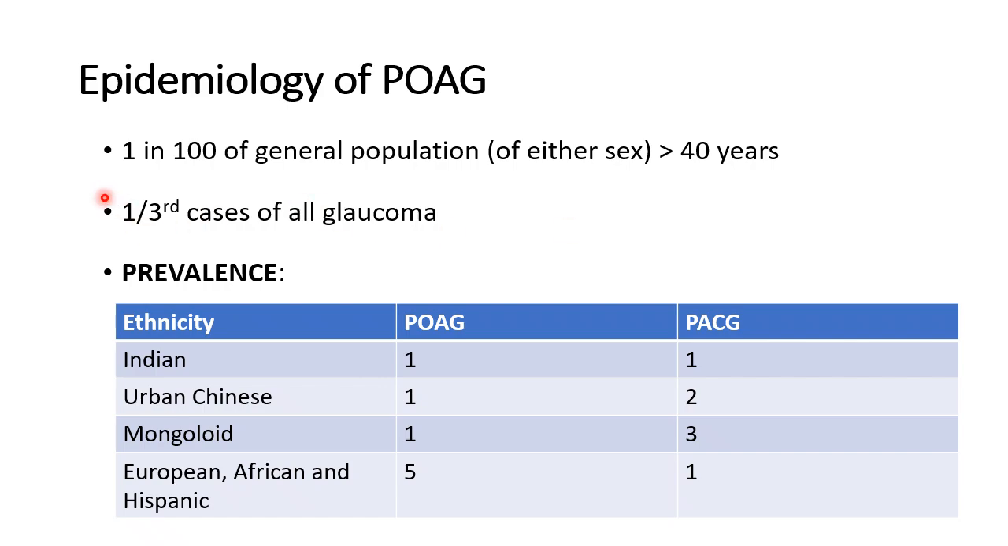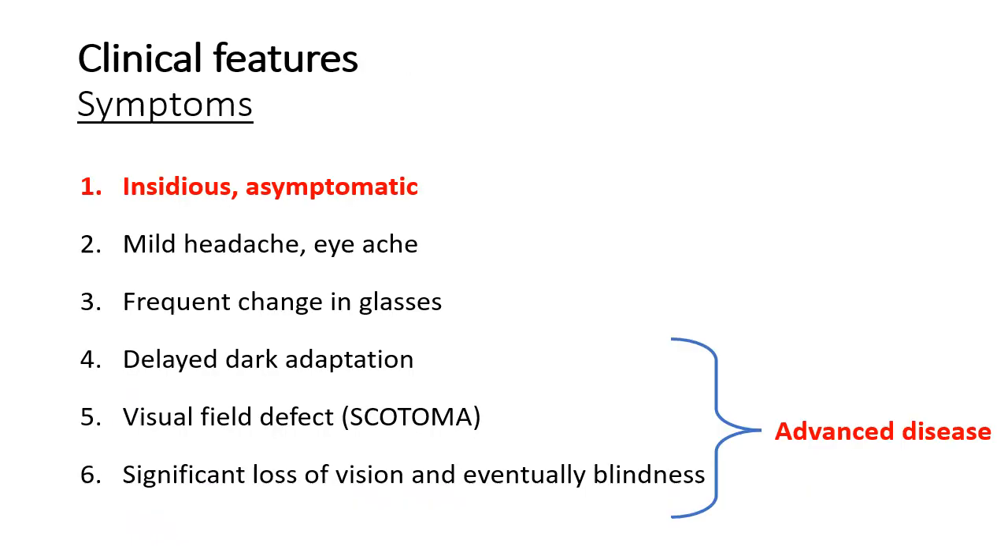Coming on to epidemiology, 1 in 100 of the general population above 40 years is affected. It contributes to actually more than 1/3 of all the cases of glaucoma. So you see, in the Indian population, primary open angle glaucoma and primary angle closure glaucoma have an equal prevalence, 1:1. In the Chinese, angle closure is more common because of the anatomical structure. Same in the Mongoloid cases, whereas on the contrary, in European, African, and Hispanic races, the open angle is more common than angle closure, at least 5 times.